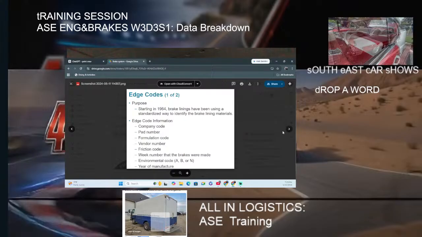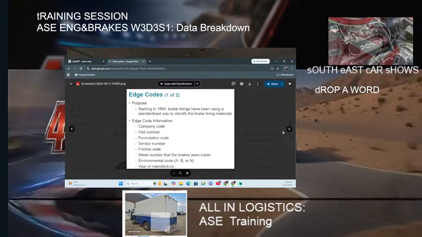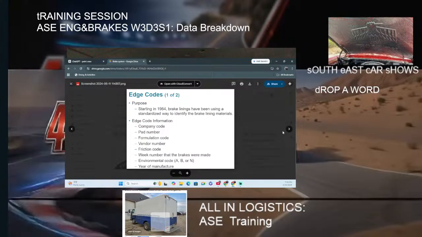All right, edge codes, 1 of 2. Purpose: starting in 1964, brake linings have been using a standardized way to identify the brake lining materials. Edge code information: company code, pad number, formulation code, vendor number, friction code, week number that brakes were made, environmental code, A, B, or N, year of manufacture.